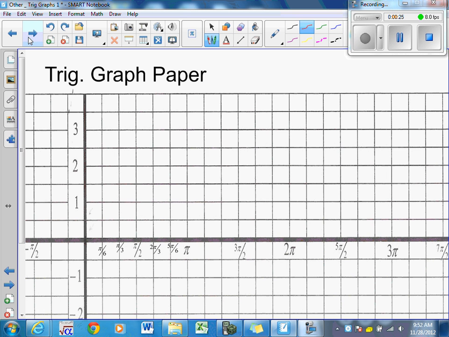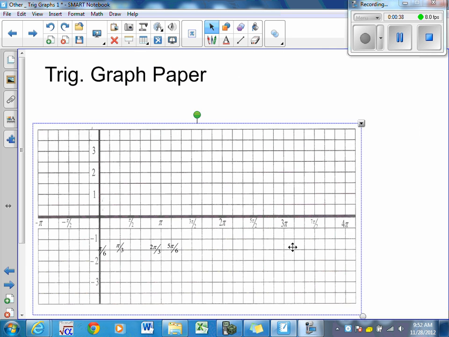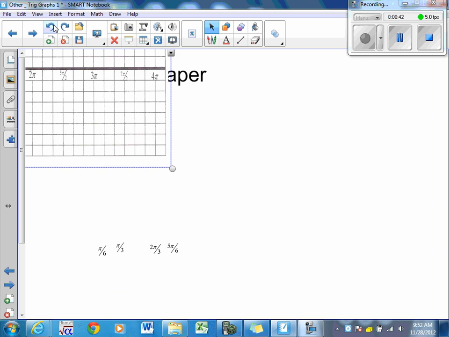Now, first, we need to talk a little bit about the graph paper that we use. It's not normal graph paper. Now, here is a view of this graph paper. Let me make it smaller. It's kind of hard to see. So let's look at a blow-up of this.